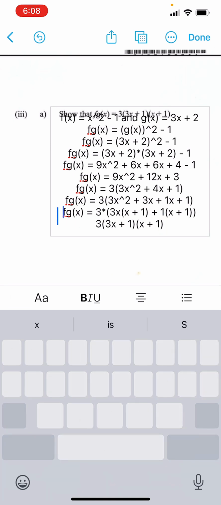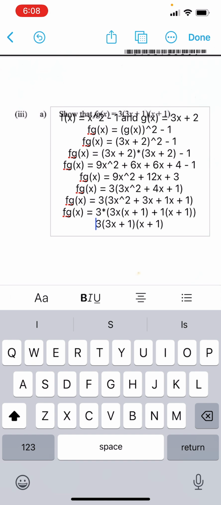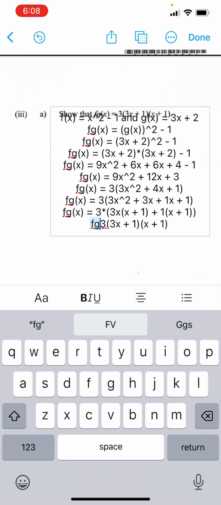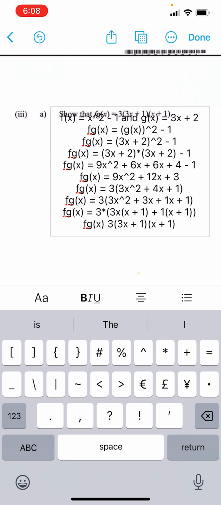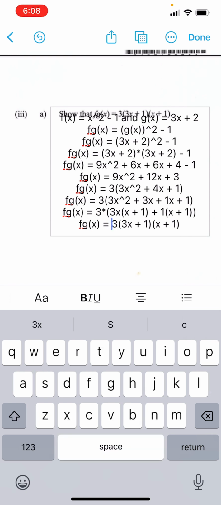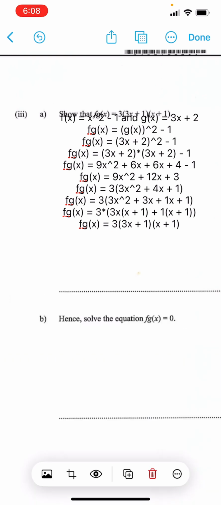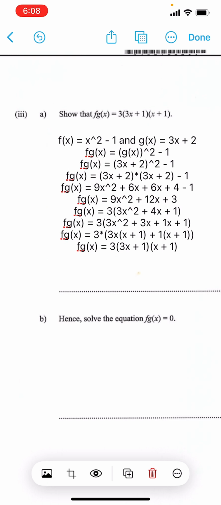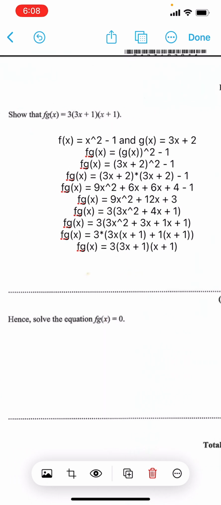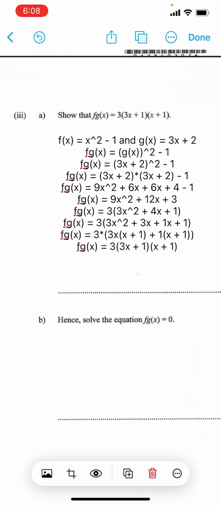Oops, I forgot the most important thing. g of x plus g of x equals, right? Man, that's a big one. How many marks is that? Oops.